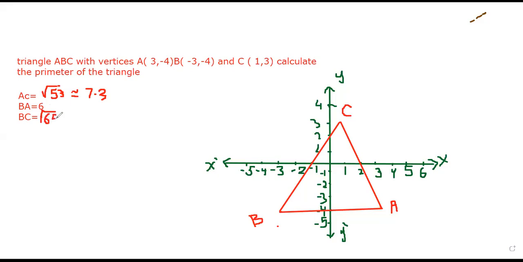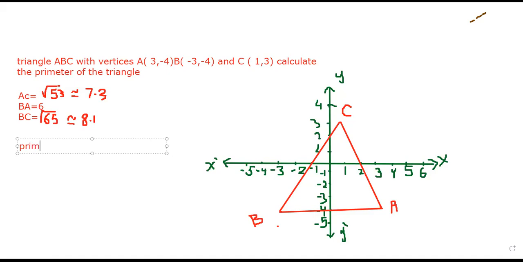Then square root of 65 approximately equals how many, to the nearest 1 decimal place? 8.06. Yes, 8.06. If I'm looking for the nearest 1 decimal place, it will be 8.1. Okay, so the sum, the perimeter of the triangle, what would it be now? It will be square root of -3 minus 1 all to the power of 2 plus 3 plus 4 all to the power of 2.